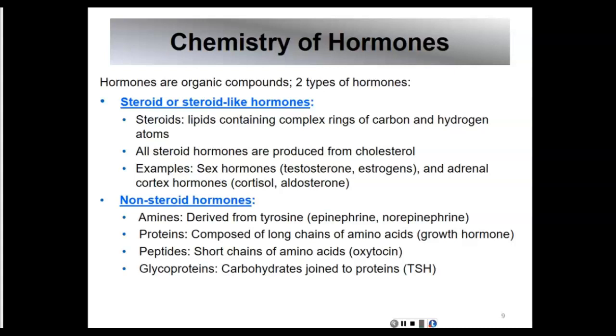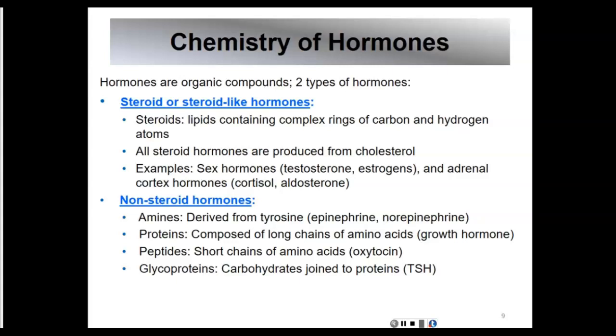Hormones are organic compounds, and there are two types. We have steroid or steroid-like hormones, and these are lipids containing complex rings of carbon and hydrogen atoms. All steroid hormones are produced from cholesterol. Examples of steroid hormones are your sex hormones and your adrenal cortex hormones.